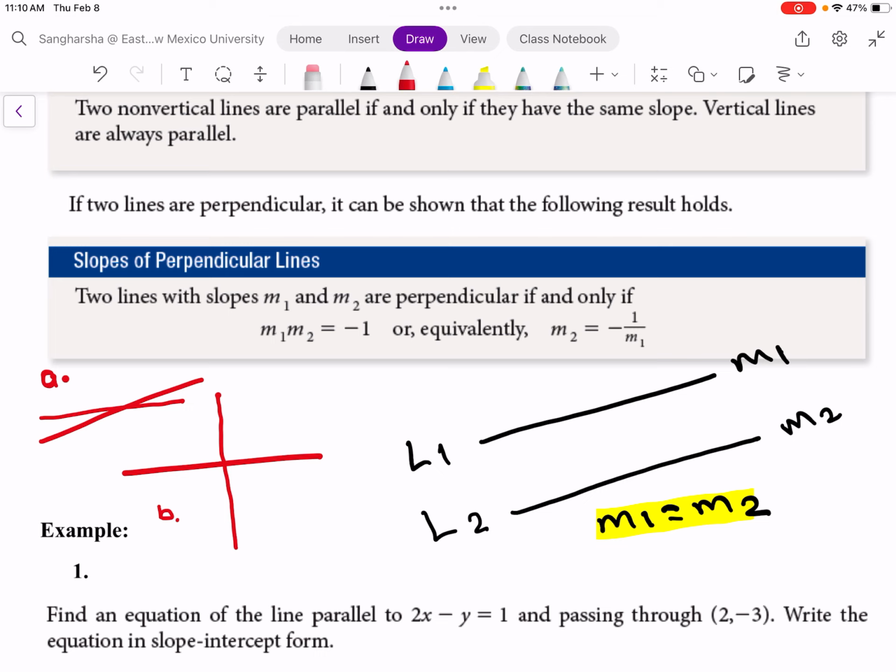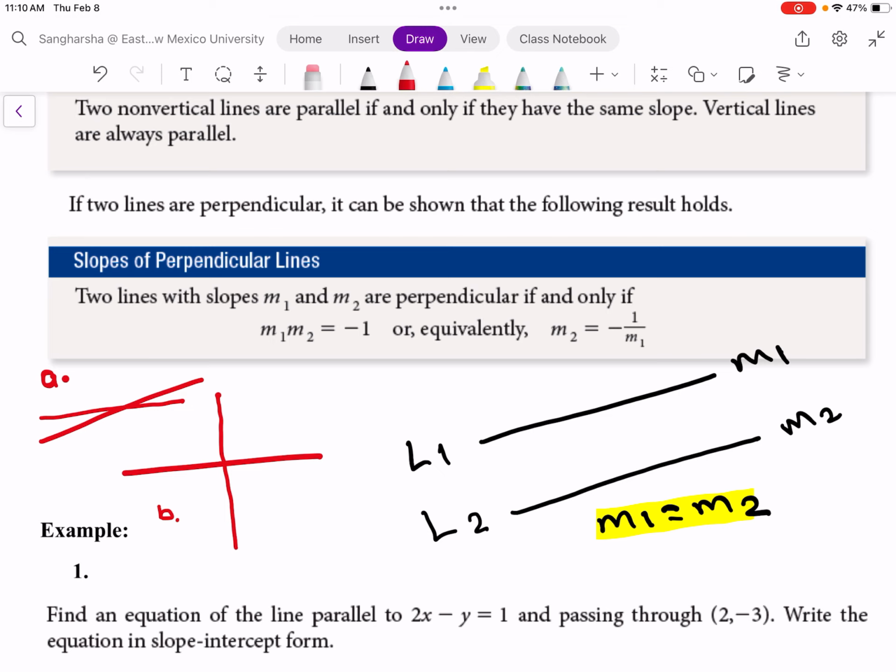So to be perpendicular, the angle between these two lines has to be always 90 degrees. If any two lines are intersecting exactly at 90 degrees, then they are perpendicular. When the lines are parallel, the angle is 0. They do not intersect, so the angle is 0. But when the lines are perpendicular, the angle between these two lines is always 90 degrees.